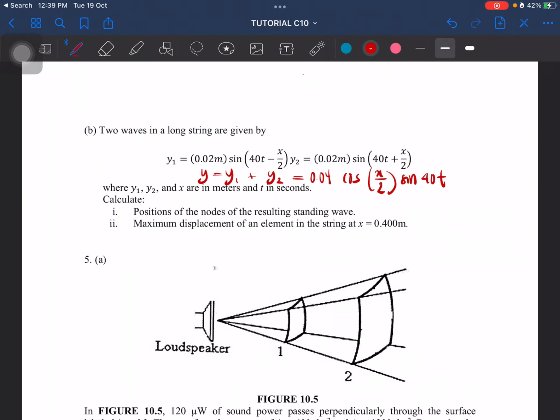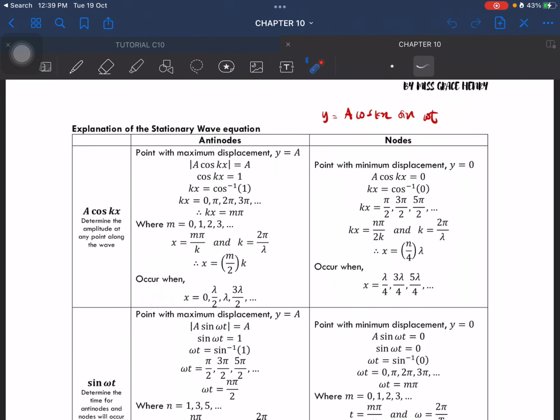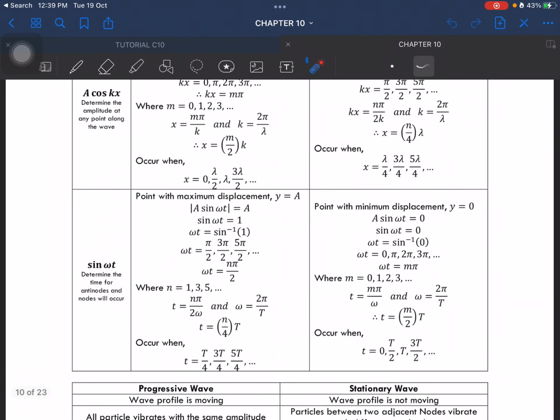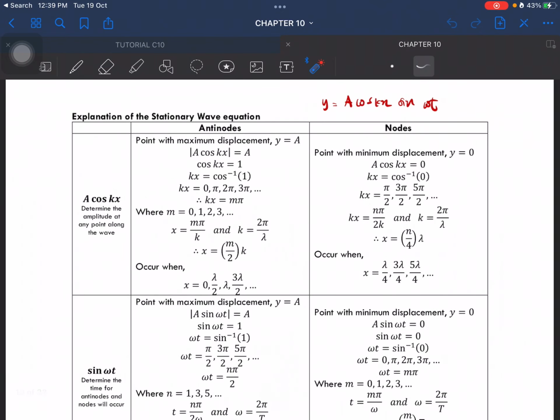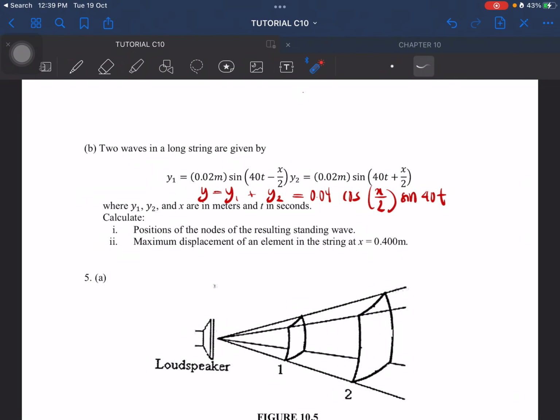So we can actually use the formula. Which formula? Let me show you which formula. This one, where we have to find the value of nodes. Okay, so nodes would occur at points with displacement y equal to 0. So we can actually use this formula. Okay, let me show you how to do it.